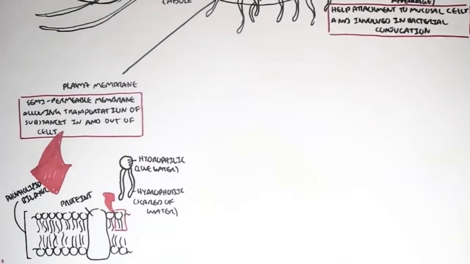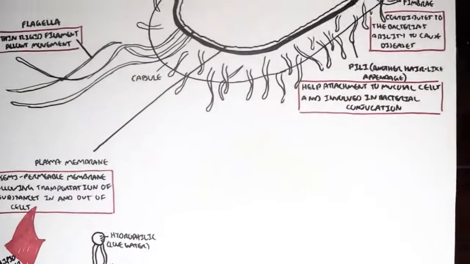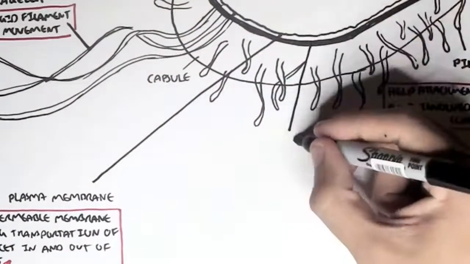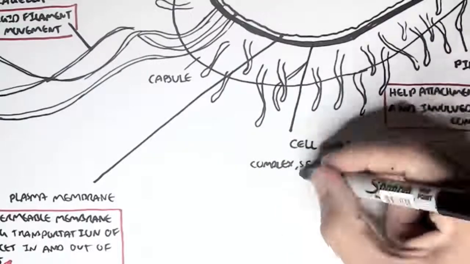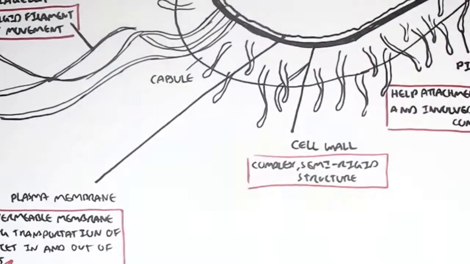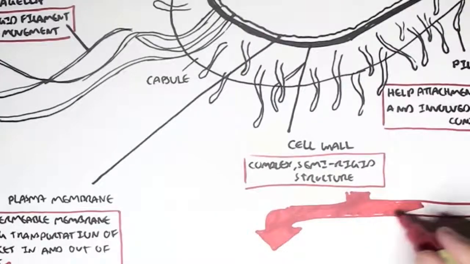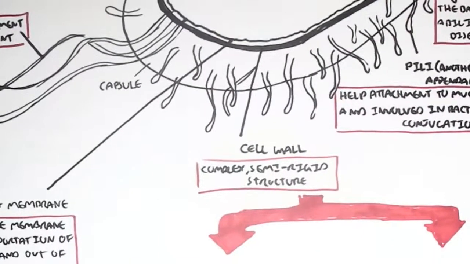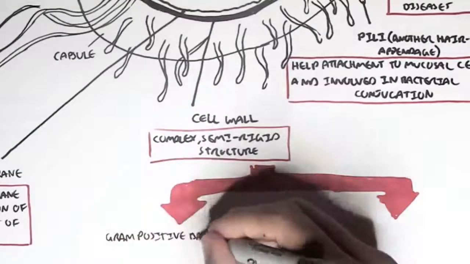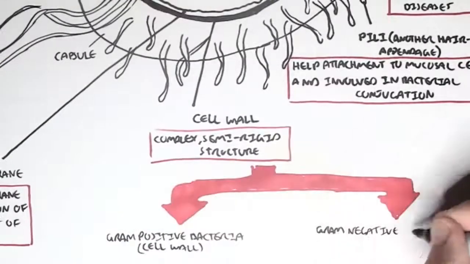Now, in between the capsule and plasma membrane, we have the cell wall. And this is a very complex semi-rigid structure. The cell wall enables bacteria to be classified into two major groups: gram-positive bacteria or gram-negative bacteria. And there's a difference.